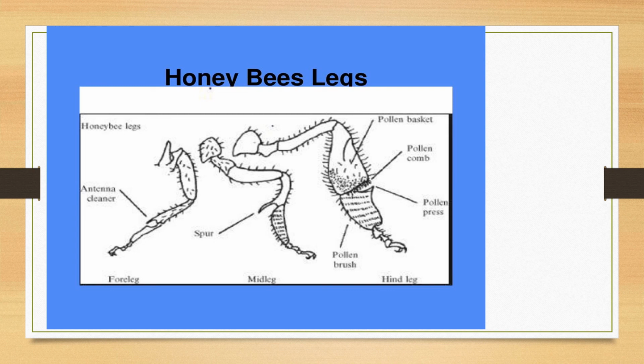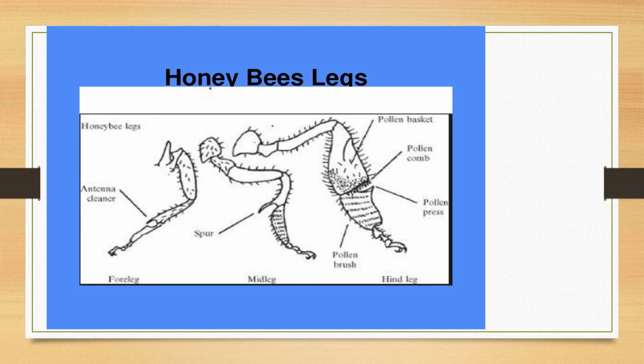In honeybees, all three pairs of legs are modified. On the forelegs we can see the antenna cleaning device. There is a spine in the tibia, and a curved notch in the first tarsal segment, through which the antenna is cleaned.